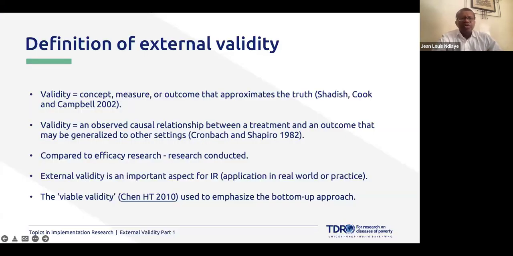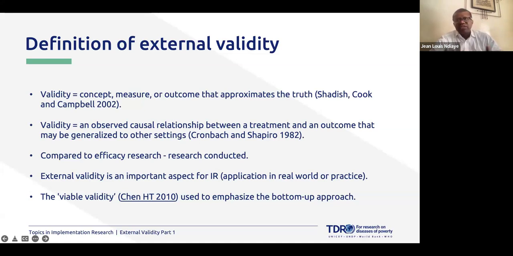Validity refers to the extent to which a concept, measure, or outcome approximates the truth. For example, if you have to validate an implementation study, which is a quantitative or qualitative measure of acceptability by community members to use insecticide-treated nets for malaria prevention, the validity will be the extent to which that quantitative or qualitative measure of acceptability truly captures the perception of the community members regarding the insecticide-treated nets.